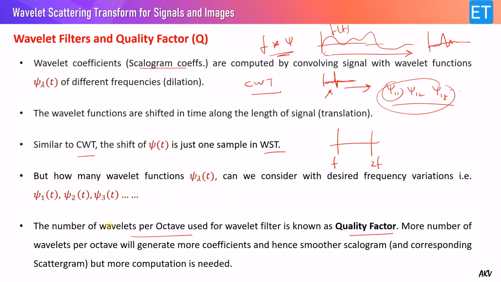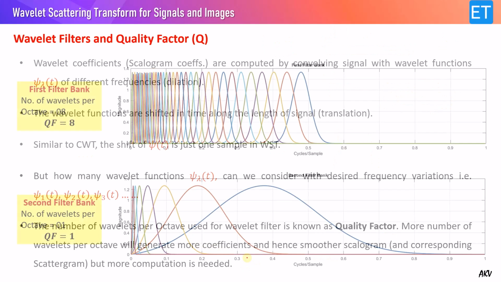So the number of wavelets per octave means, in this frequency range, how many wavelets I am taking for the convolution. That is known as the quality factor. So more wavelets per octave will definitely generate a large number of coefficients, and hence the scaleogram will be smoother if you look at it. But definitely more computation is needed.